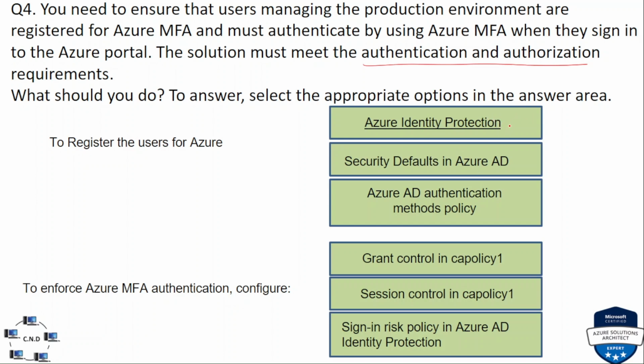So the first correct option is Azure Identity Protection. To register the user for Azure MFA, we need Azure Identity Protection, and to ensure Azure MFA authentication, we need to configure grant control in CA policy 1. So these two are the correct options.